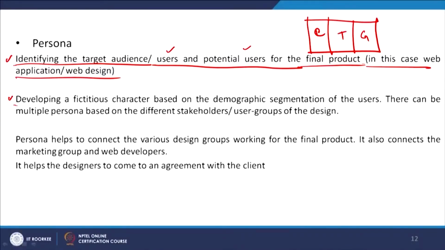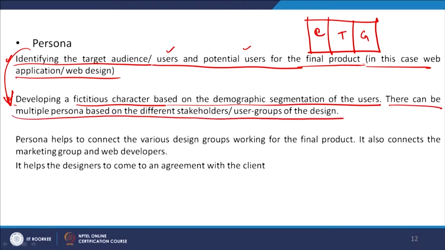That also is possible. Now, developing a fictitious persona: what is a persona? The definition is, it is a fictitious character based on the demographic segmentation of the users. There can be multiple personas based on the different stakeholders or user groups in the design. So, multiple personas, this concept we have just given an example. There can be different stakeholders, different typology of the users. Based on that, there can be multiple personas, but one persona for one particular segment.